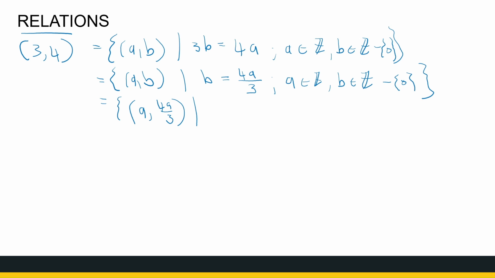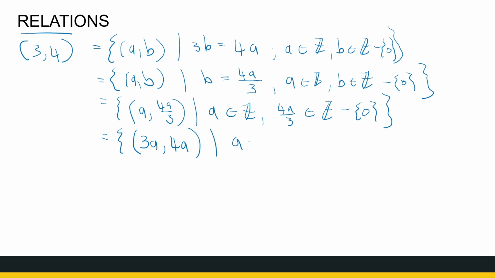So now I've got to think carefully, what do I have here then? This is still the set I've got. A can be any integer, but that 4a over 3 must also be an integer, but it can't be 0. That gets a bit messy. Well, let's rewrite it then. (3a, 4a), and then a can be any integer without 0. So I've just played around with it so I can get it in a format that I can use to generate these elements.